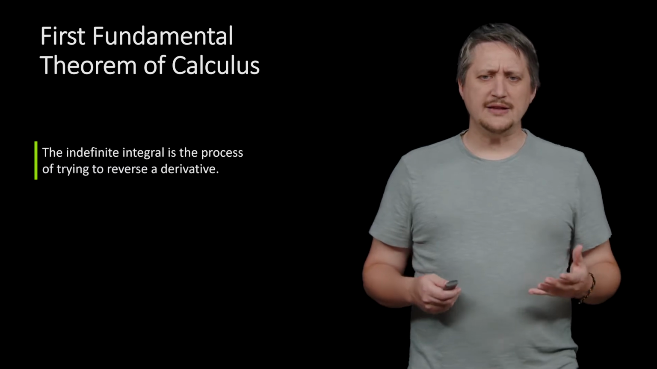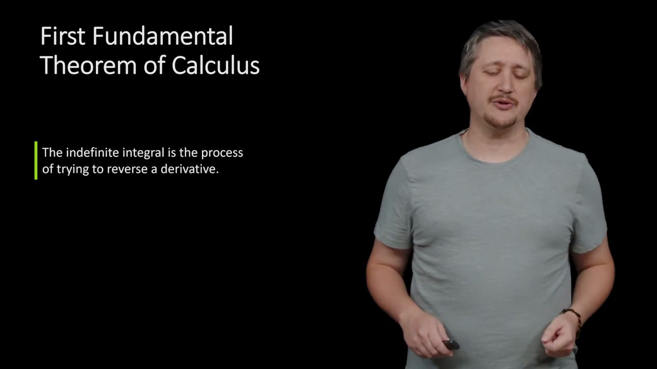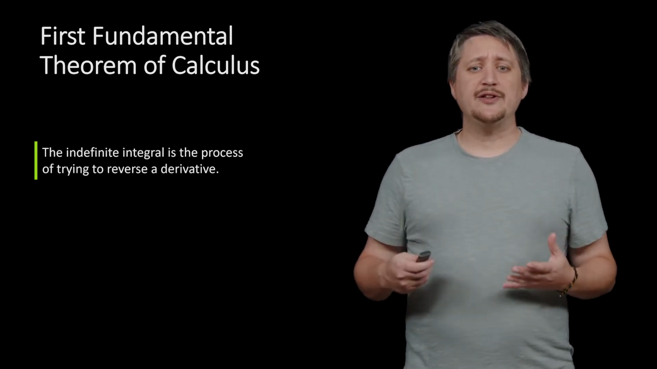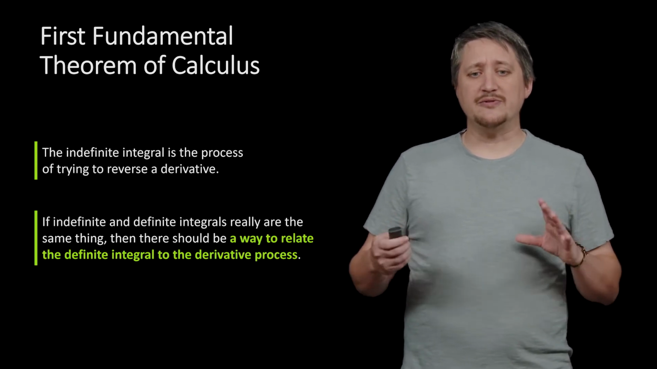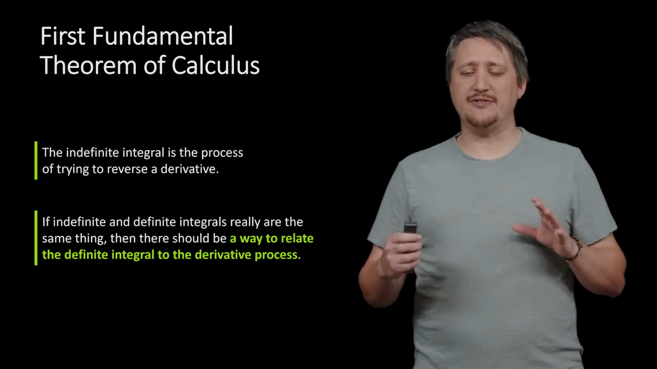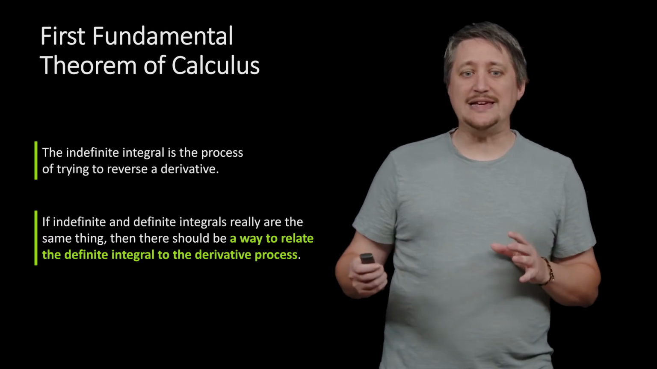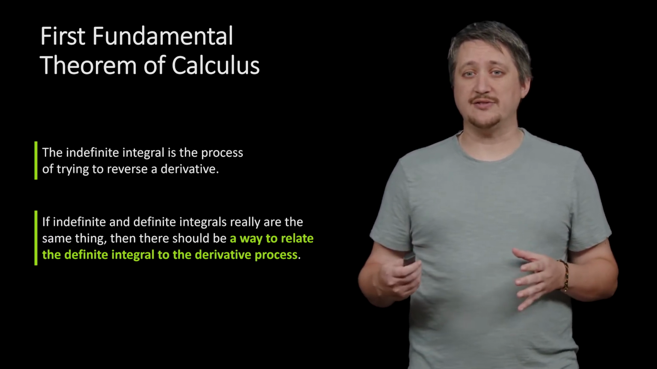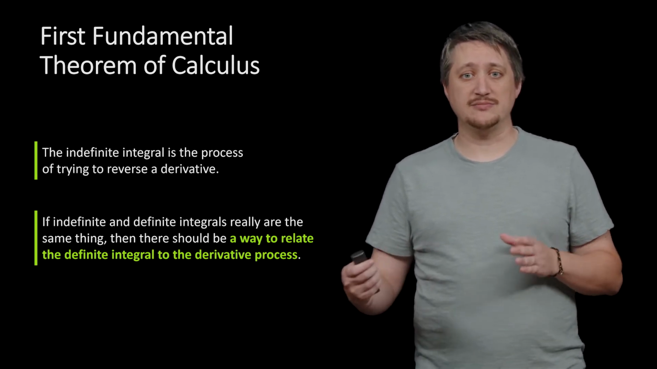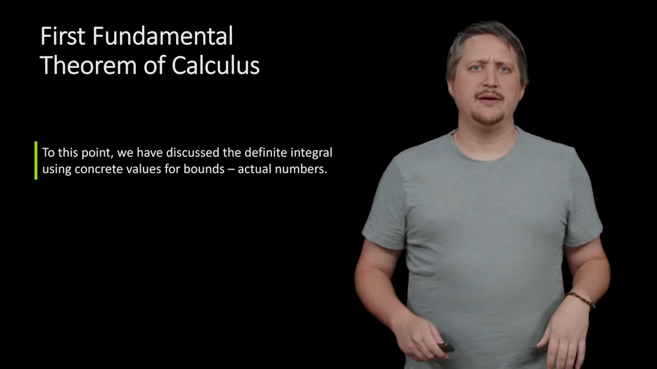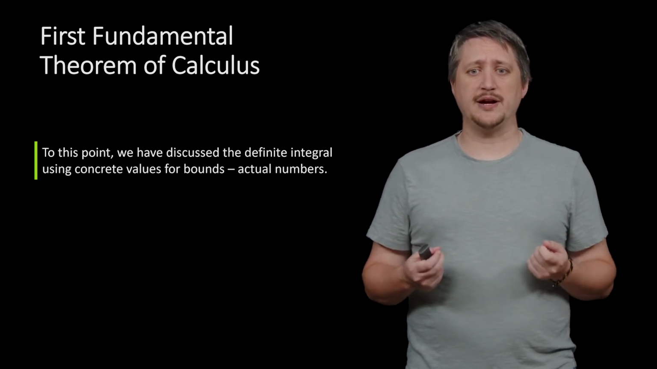As a starting spot to understand what the first fundamental theorem of calculus says, remember the indefinite integral is the process of trying to reverse a derivative. And the idea is that if indefinite and definite integrals really are the same thing, which is what we're claiming here, then there should be a way to relate the definite integral to the derivative process and vice versa, right? We should be able to relate definite and indefinite integrals to one another. That's the hope.